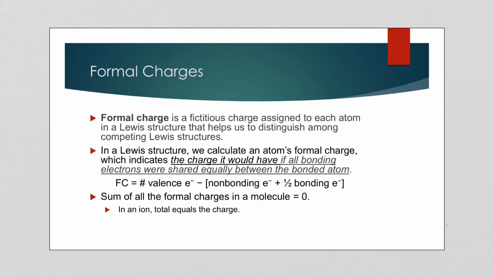Now, when you deal with a molecule, if it's a neutral molecule, then all of the formal charges added together should be 0. So we should end up with a 0 formal charge. If you have a polyatomic ion like we've done, then the formal charges should add up to that charge.